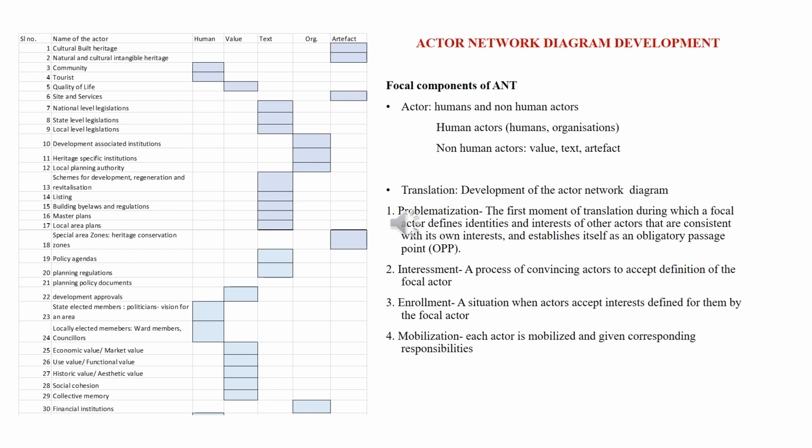The next stage of the actor network theory is to translate the existing actors into actor network diagrams. This was done using 4 major steps, that is the problematization phase, the interessement phase, the enrollment phase, and the mobilization phase. From here, the problematization phase defined who the focal actors in the network were, identifying the identities and interests of the other actors, developing who the mediators are, and establishing which are the obligatory passage points of the network.